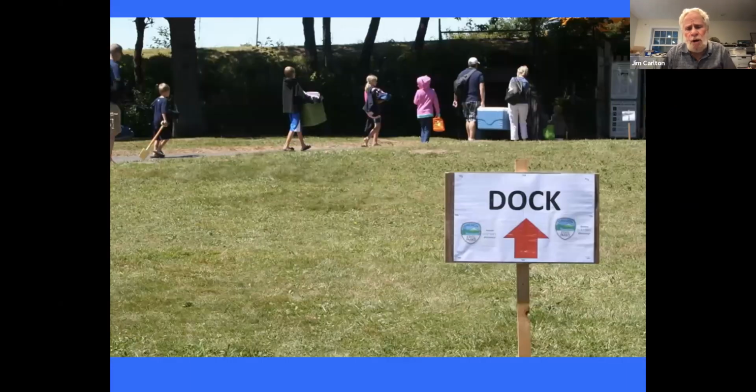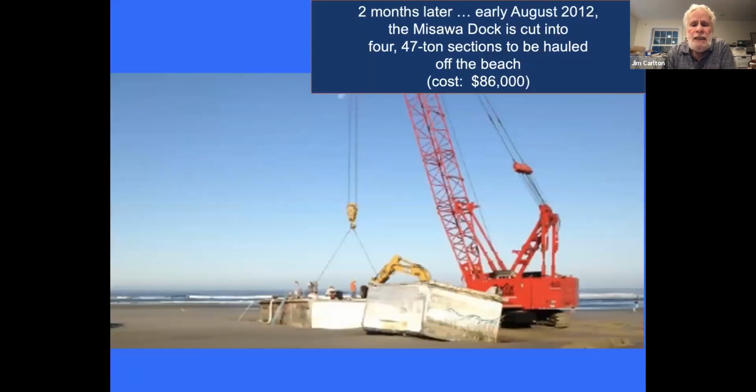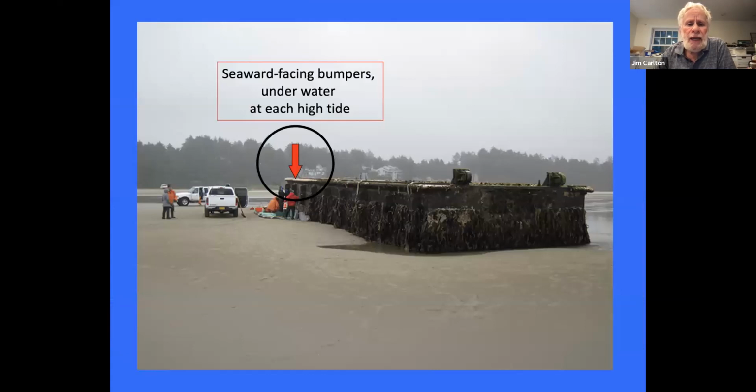Agate Beach, the small beach where the dock landed, gets about 500 visitors a year. In the summer of 2012, 25,000 people came to the beach to look at the dock. This is what they saw. And by early August, removal had begun. It was cut into four massive sections at a cost of $86,000. And this is when I was able to first get out there and examine the dock, which was now pretty clean.